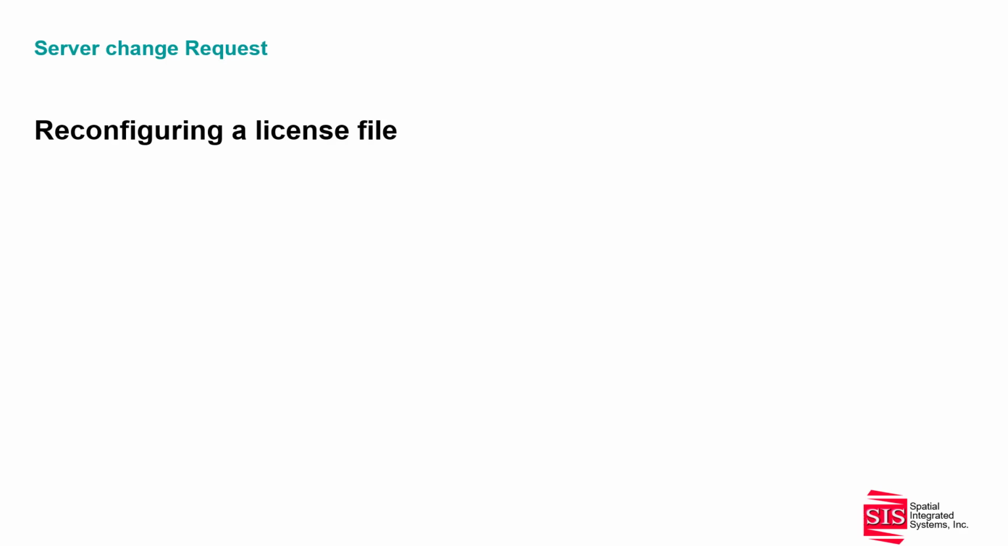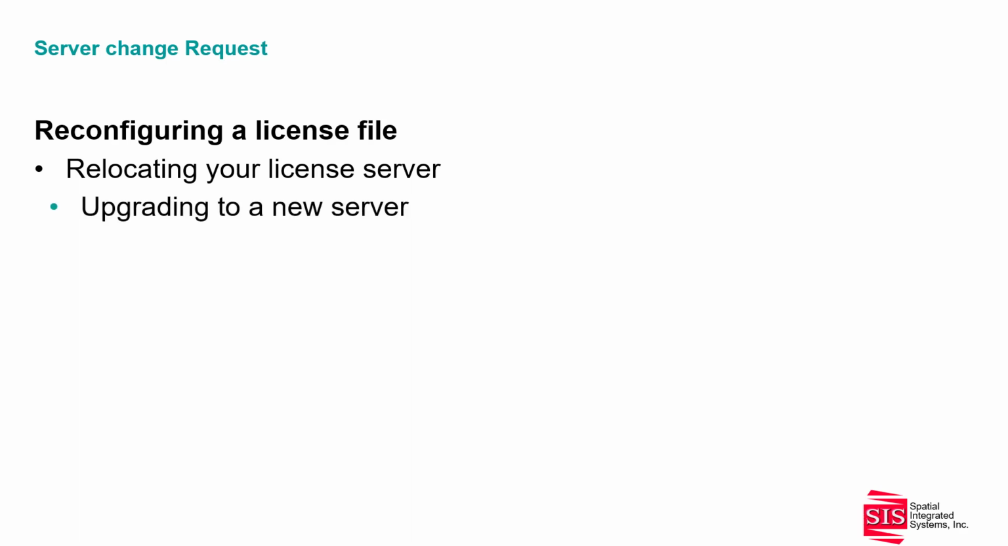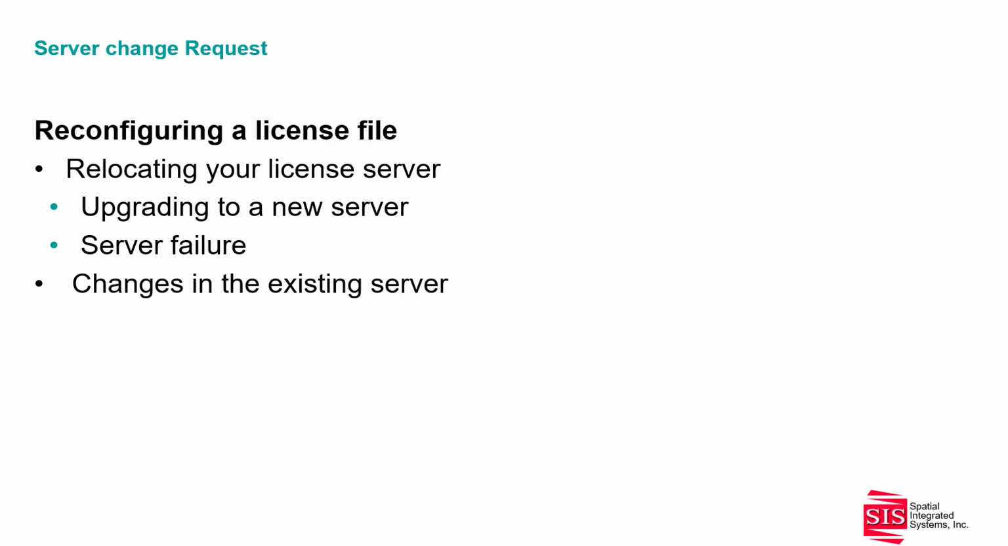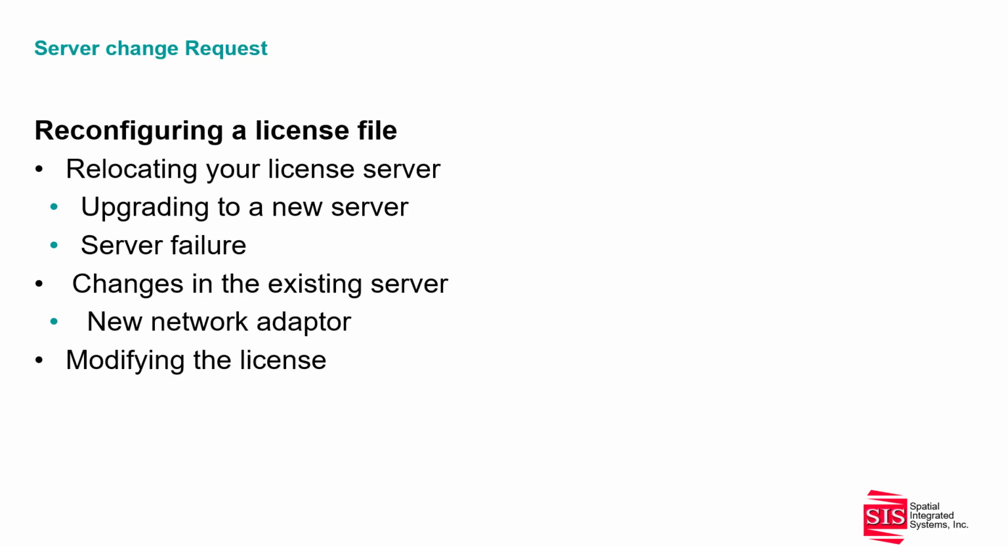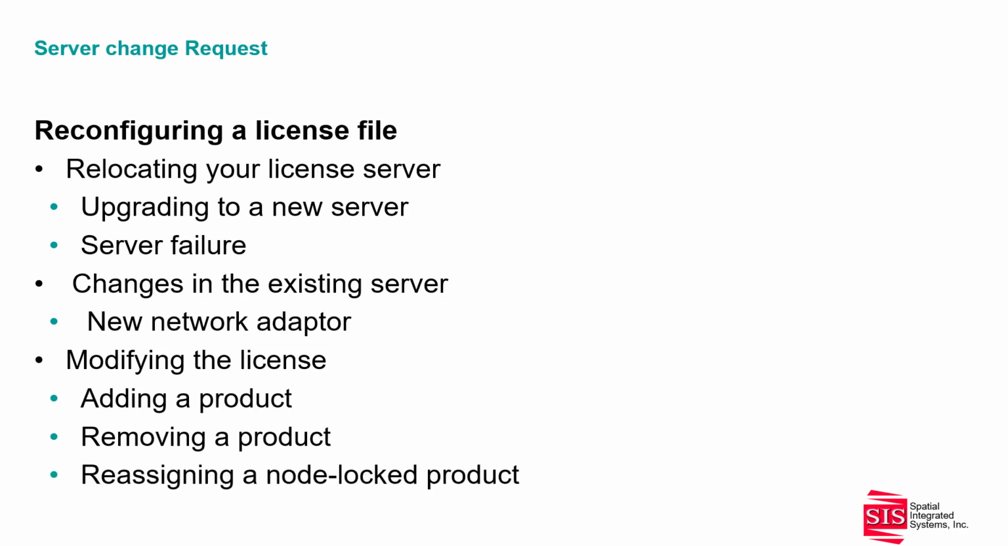Reconfiguring a license file. There are occasions when it becomes desired or necessary to have your Siemens license file reconfigured. Some of these include relocating your license server. This can be due to upgrading to a new server machine or server failure requiring replacing or relocating the server. Also, changes in the existing hardware may require a new license file. For example, replacing the network card will affect the licensing. You may also need to modify the license by adding a product, removing a product, or reassigning node locked product to a different workstation.